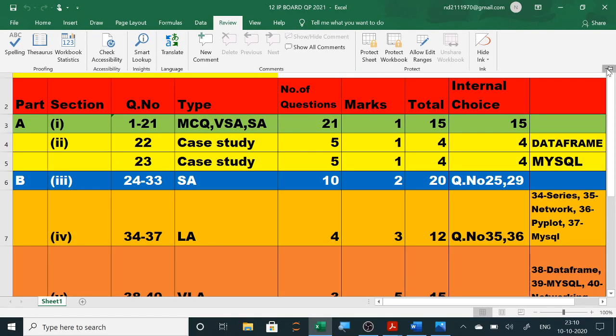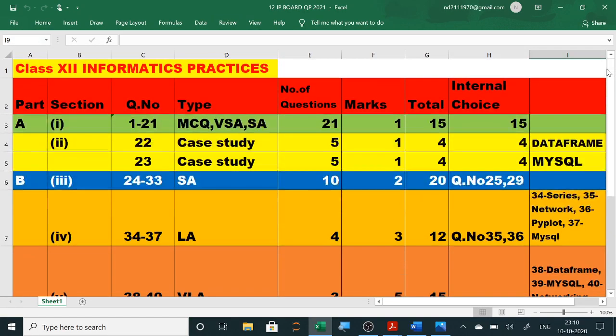Hello students. Now CBSE has published the new sample question paper for you all. So now we will start preparing exactly as the sample question paper has been framed. So the new pattern has come this time.